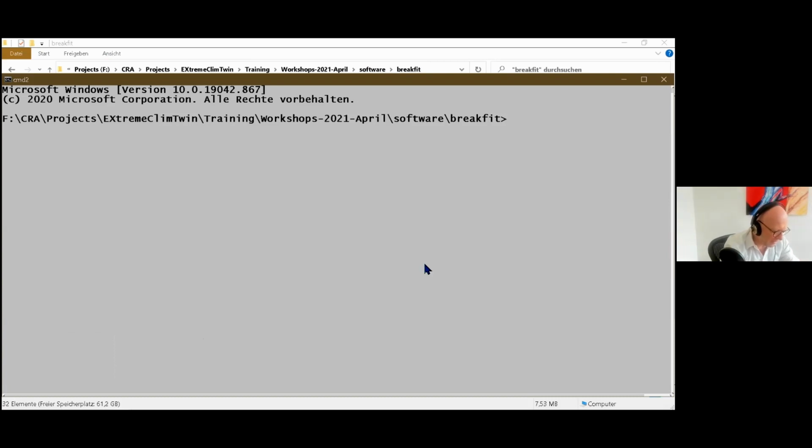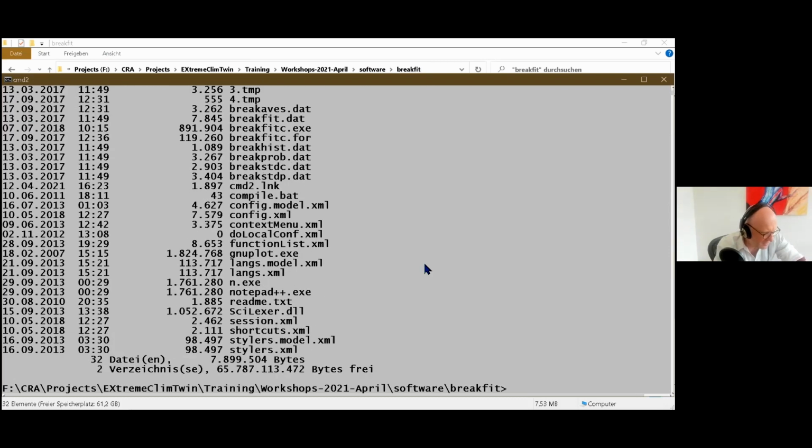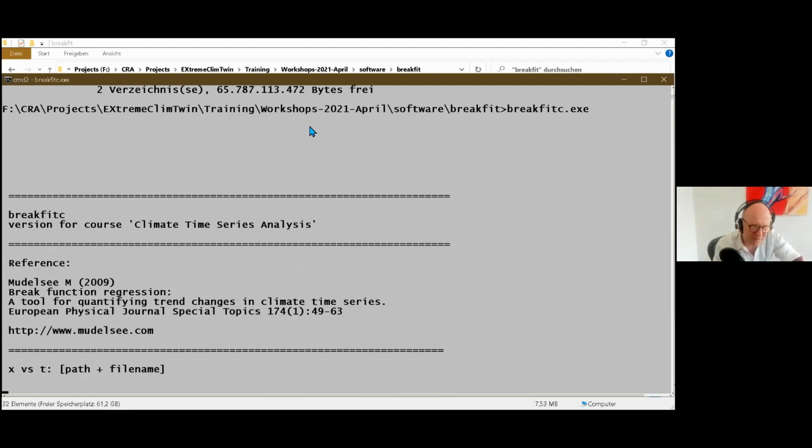I'm slow. I press dir. This is a DOS command for letting us see what is inside. It is as before. We see the different files, and we now run breakfitc.exe. This goes by typing in breakfitc.exe. And now I press the enter button, and the software runs. I try to be slow to give you a chance to do it on your machine.